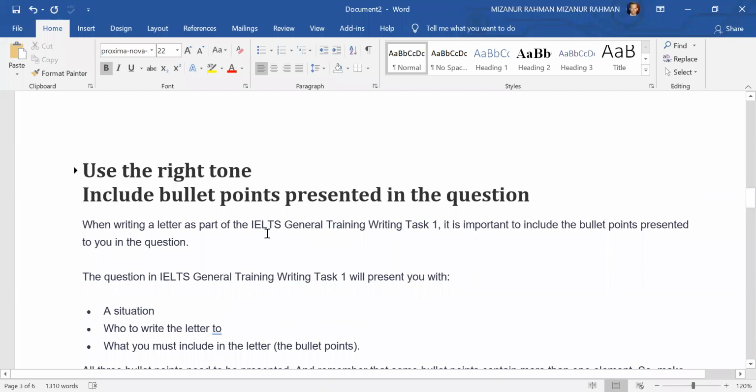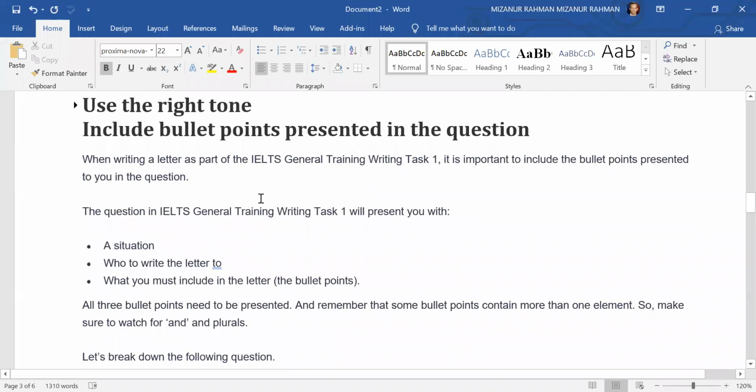Include bullet points presented in the question. When writing a letter as part of the IELTS General Training Writing Task 1, it is important to include the bullet points presented to you in the question. The question will present you with a situation, who to write the letter to, and what you must include in the letter.